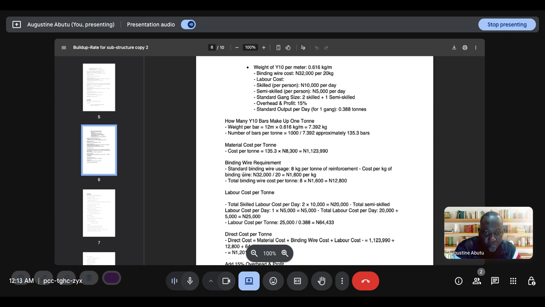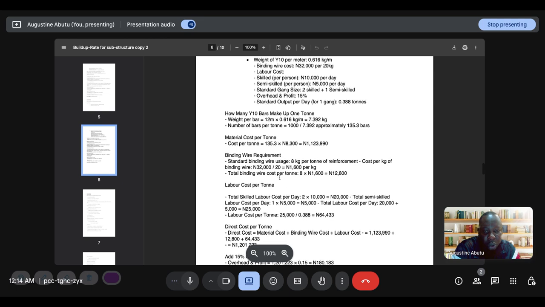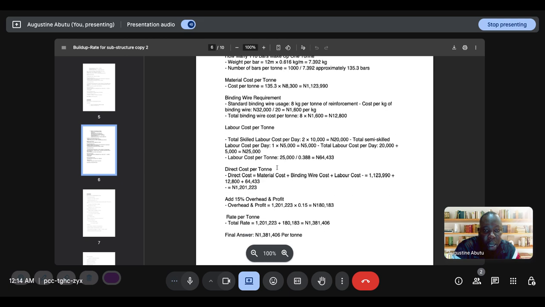Our binding wire, the standard usage is 8 kg per ton. The cost of 20 kg is 32,000. Once you divide it by 20, it will give us 1,600. To be able to know the cost for the required 8 kg, 1,600 multiplied by 8 is 12,800. So we are done with our binding wire. We'll be moving to our labor costs.